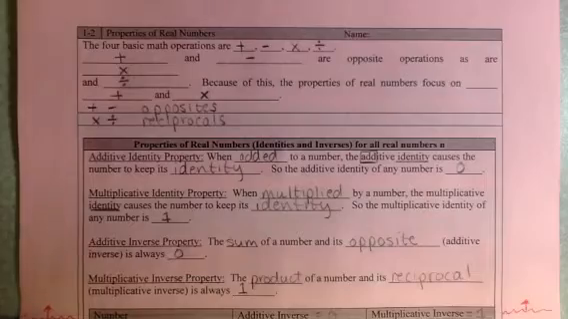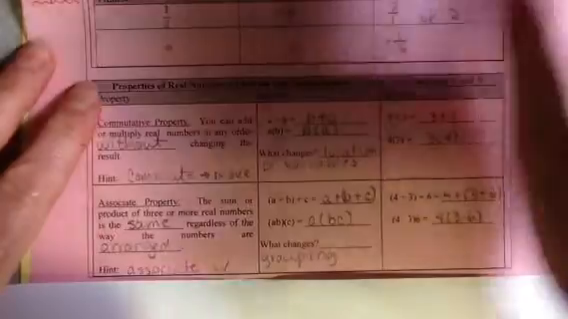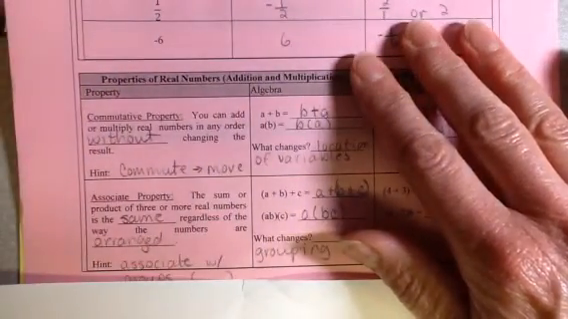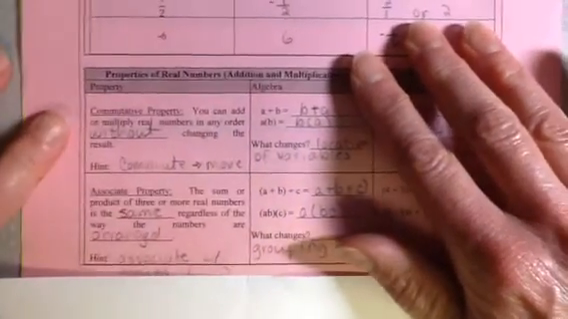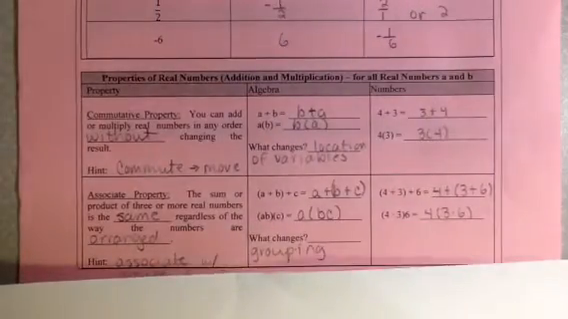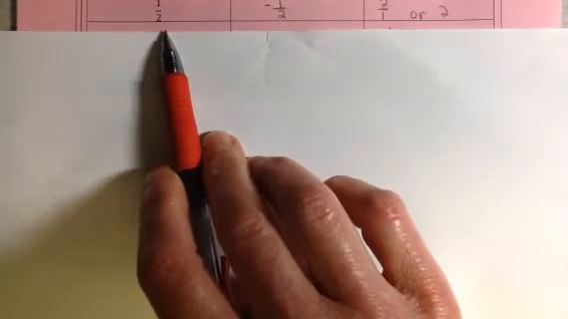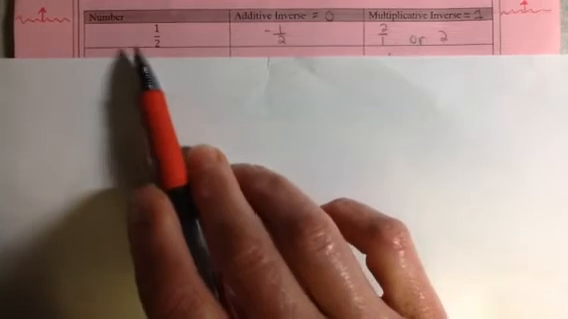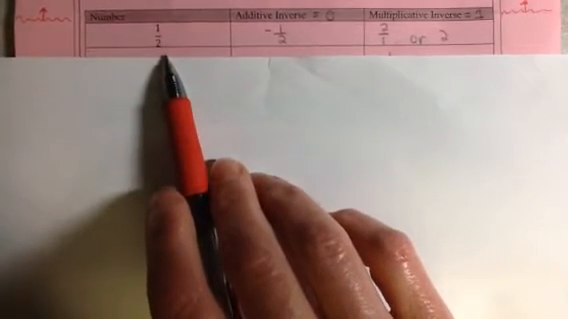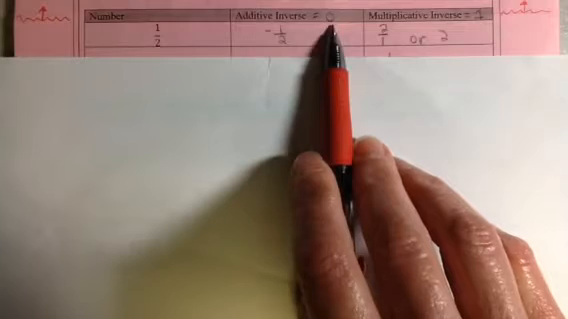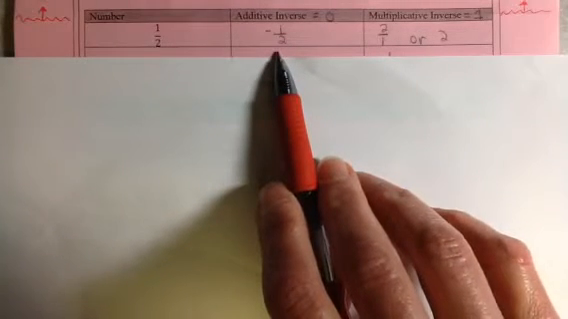All right, now let's look at this table, and I need to move my paper up here. So we're going to fill in some examples of a number and its additive inverse and multiplicative inverse. We're starting out with the number 1/2. So what do I add to 1/2? Move this down just a little bit so you can see the table. What number do I add to 1/2 to get 0? Well, it's its opposite, so negative 1/2.